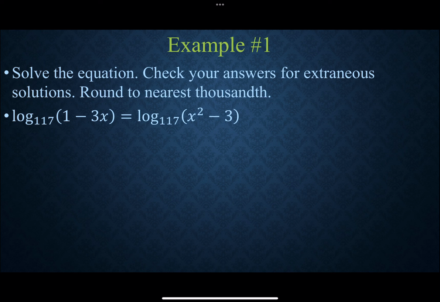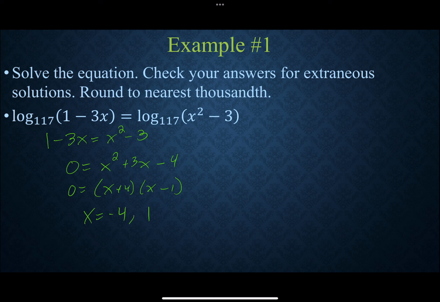So we have the two logs on both sides equal to each other. They have the same base, therefore the insides are equal. 1 minus 3x is equal to x squared minus 3. We could recognize this as a quadratic trinomial because we have x squared and x in there. So we move everything over. x squared plus 3x minus 4, and we get x plus 4 times x minus 1. x equals negative 4 and positive 1.